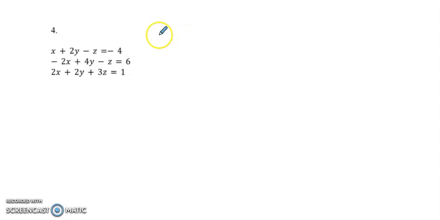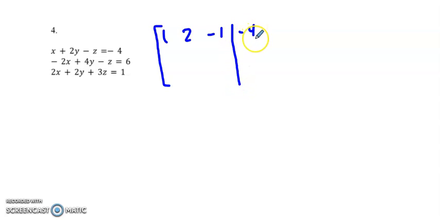Okay, we're going to do one more practice problem on Gaussian elimination. So the first thing I'm going to do is write my augmented matrix. So 1, 2, -1. The constant on the right is -4. Then I have -2, 4, -1. Constant on the right is 6, 2, 2, 3, 1. And this time I have a 1 to start with, so I'm good there.